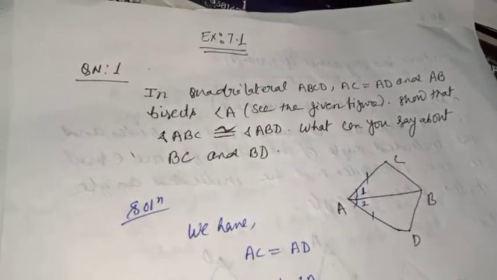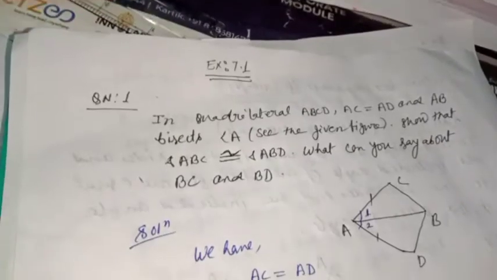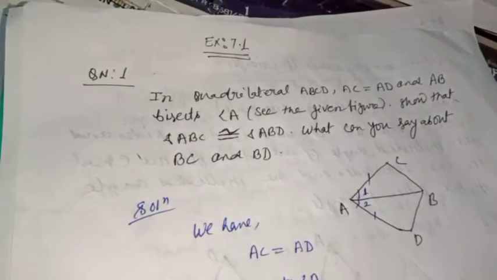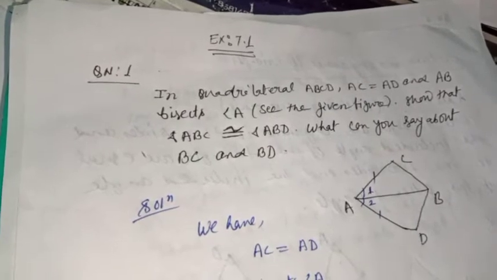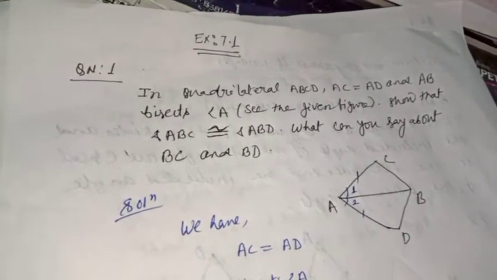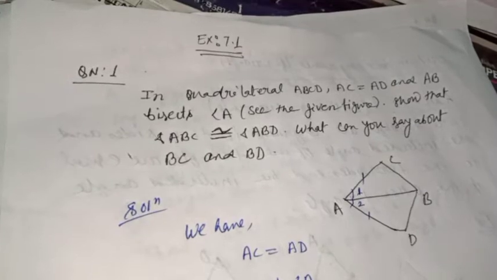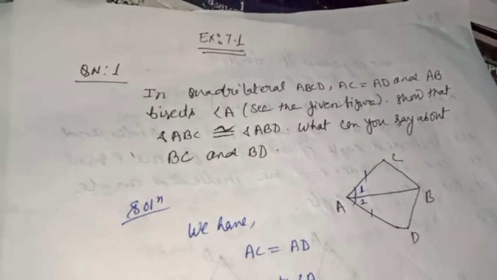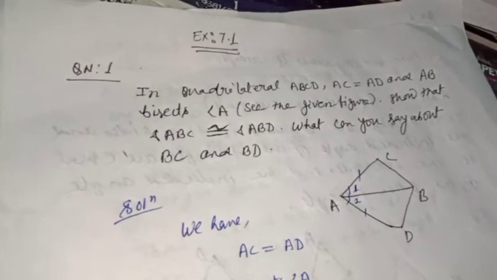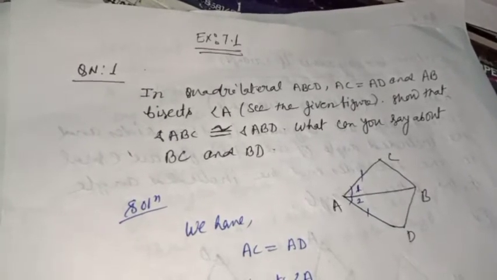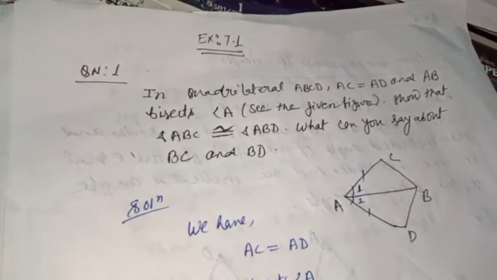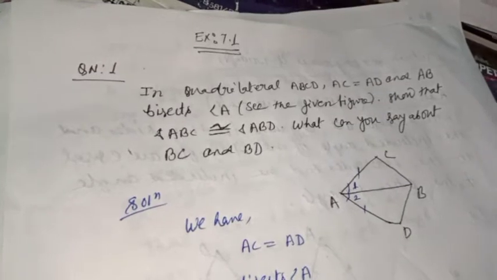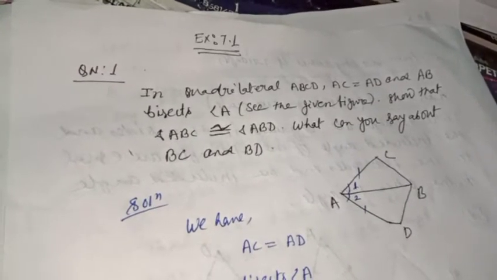We have started Chapter 7, Triangles, and in the last class, I explained about congruence of triangles. I have given two criteria. There are four criteria. I have already given two criteria, SAS and ASA. I hope all of you understood the concept of these two criteria.